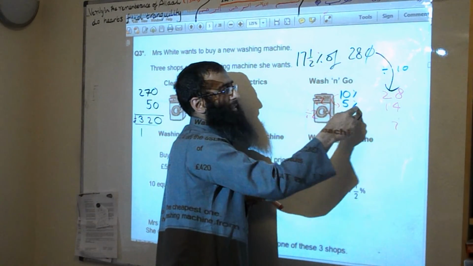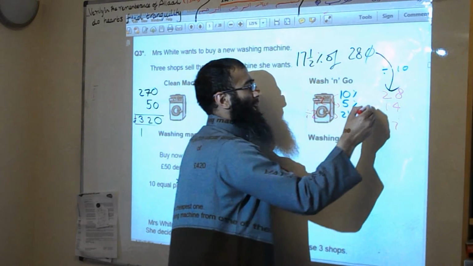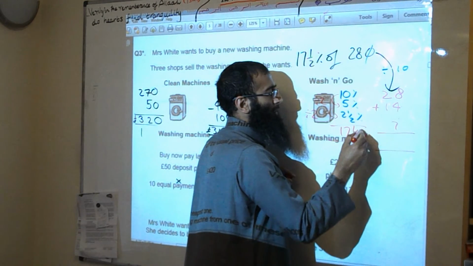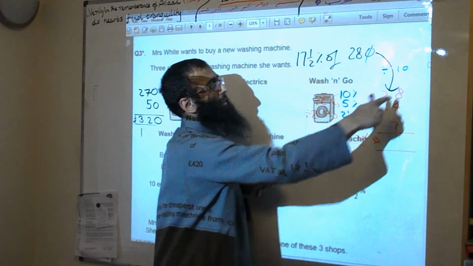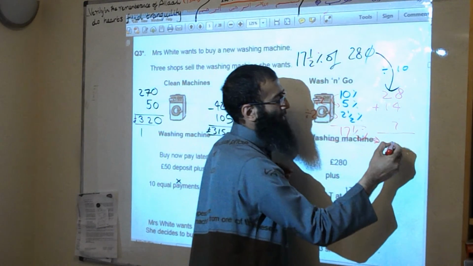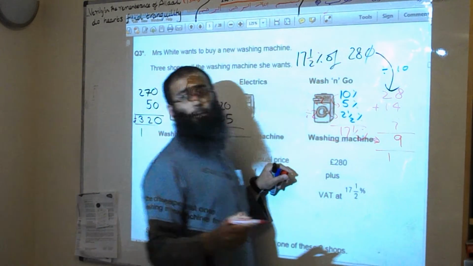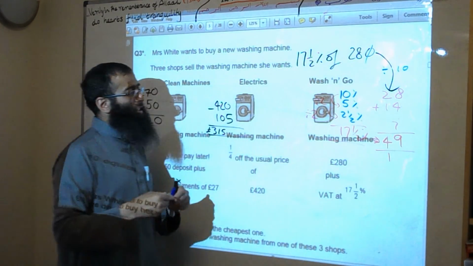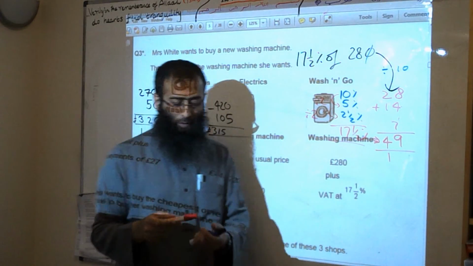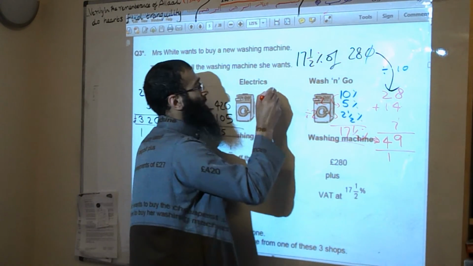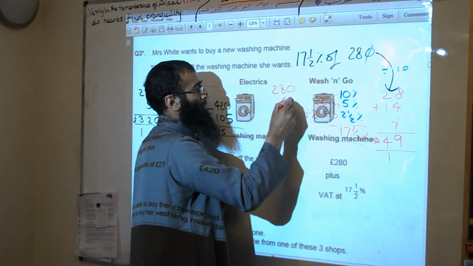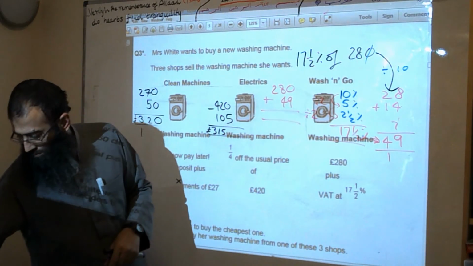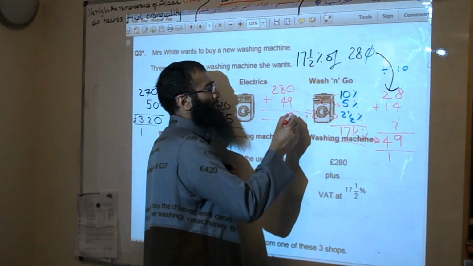10% is 28, 5% is 14, 2.5% is 7. What do you have to do to work out 17.5%? We have to just simply add them all up. So 8 add 4 is 12, 12 add another 7 is 19. 2 add 1 is 3, 3 add 1 is 4. So this machine here is going to cost us 280 plus another £49 worth of VAT. So that gives us a total of.